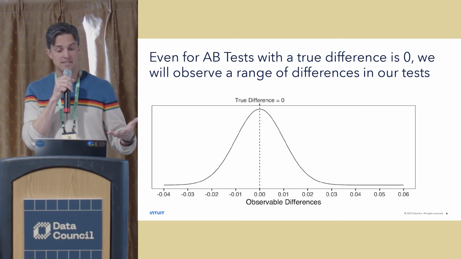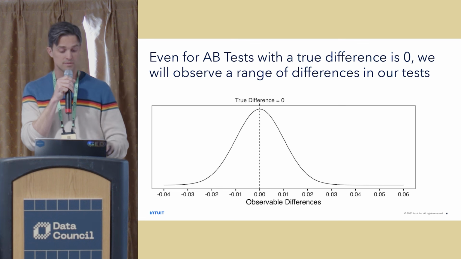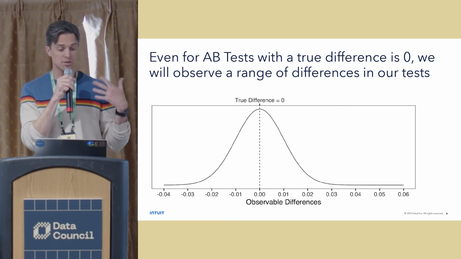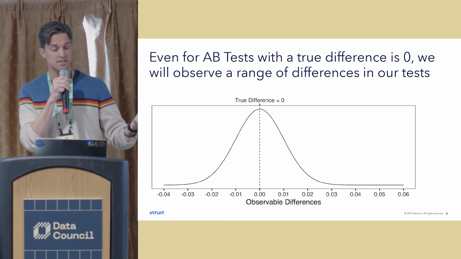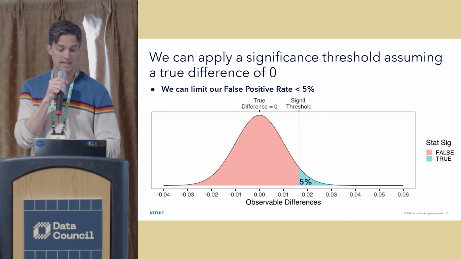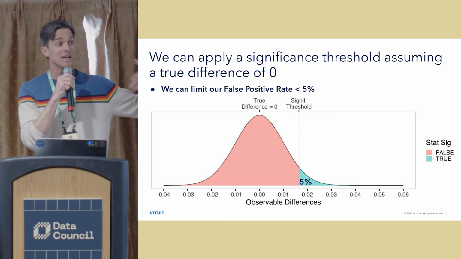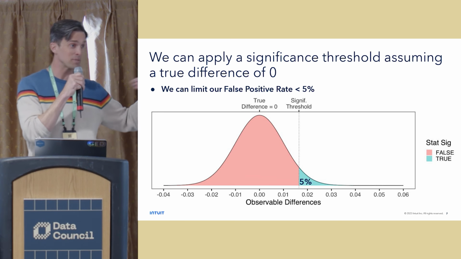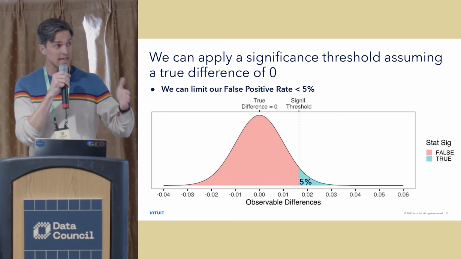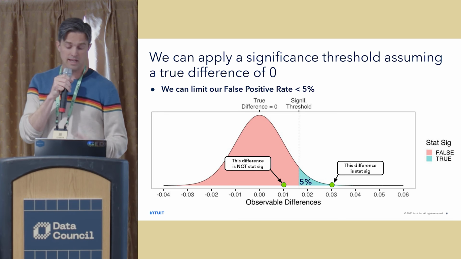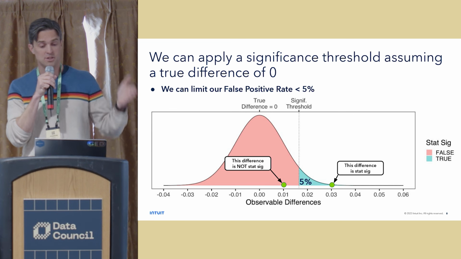But significance testing introduces a threshold so that only the most extreme outer 5% of observable differences is considered significant. Okay, and that limits our false positive error rate to 5%. If you follow all the rules about peeking and multiple comparisons, et cetera, you can still maintain a frequency of error rates.